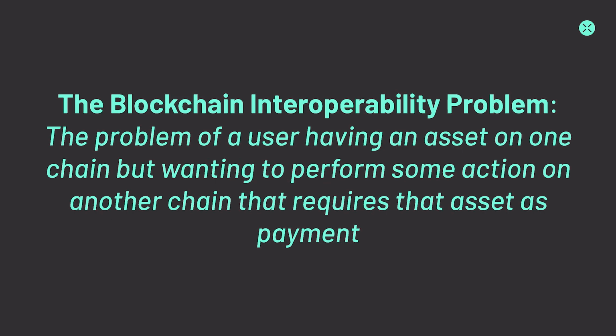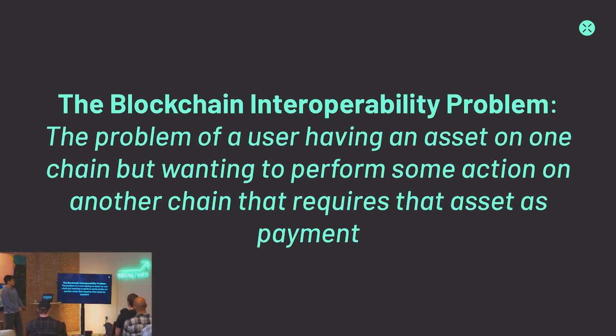So I'll first define the blockchain interop problem. This is the problem of a user having an asset on one chain, wanting to do an action on another chain, but needing to pay with that asset to do that action. This is the core problem we at Cross and many people in the chain abstraction space are trying to solve.